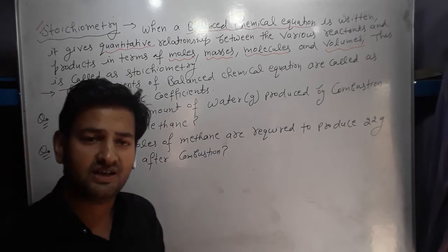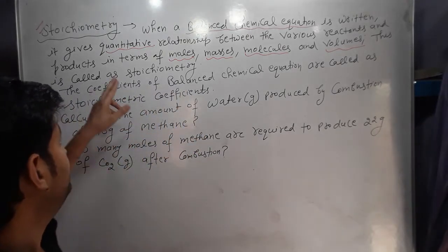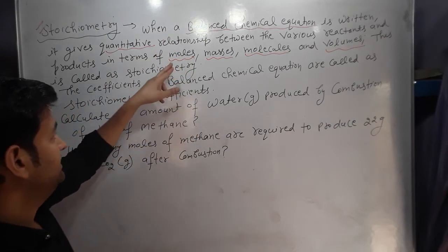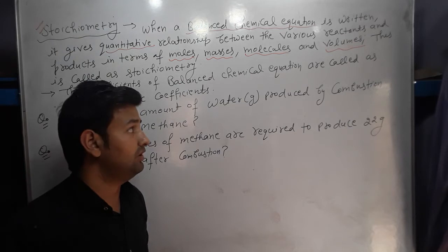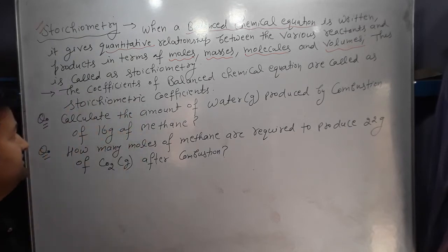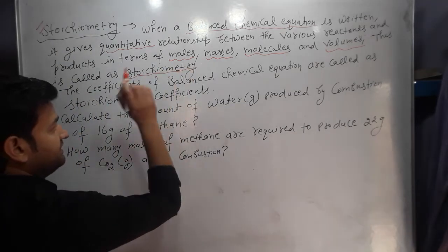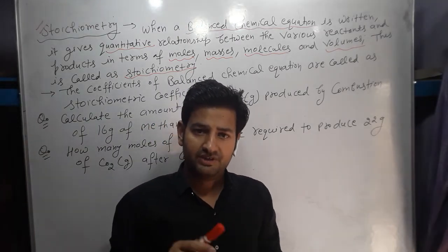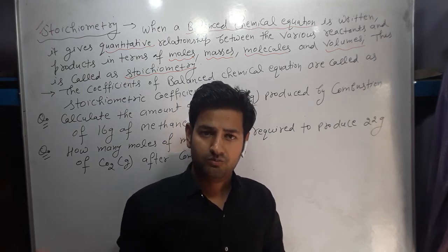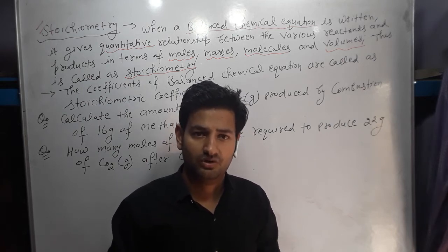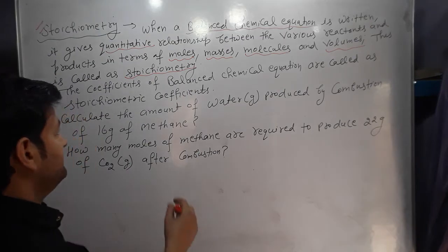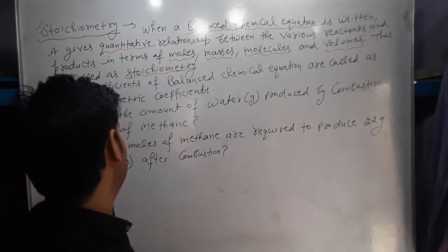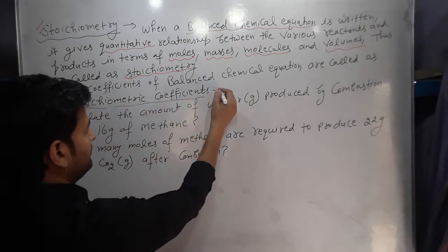Means in a balanced chemical equation, if the quantities relate with one another in terms of mole, mass, volume and molecules, these are called stoichiometry. Means how one reactant relates with the other reactant, or one reactant relates with the product in terms of mole, mass, volume or molecules. This is called stoichiometry. And the coefficients of a balanced chemical equation are called the stoichiometric coefficients.